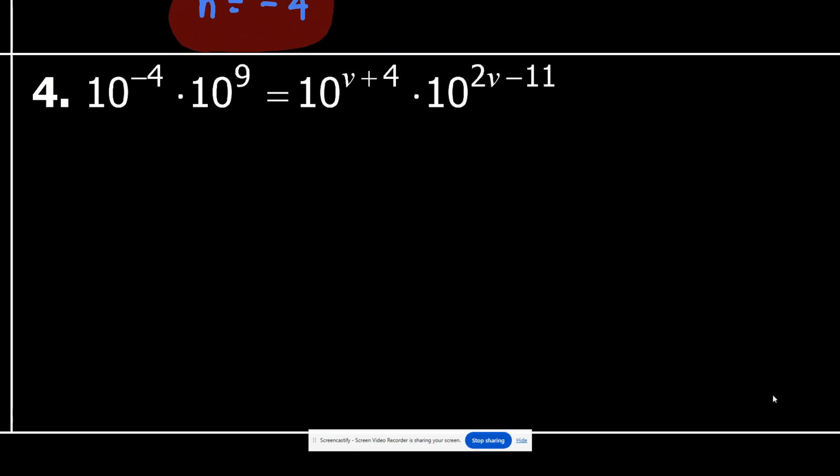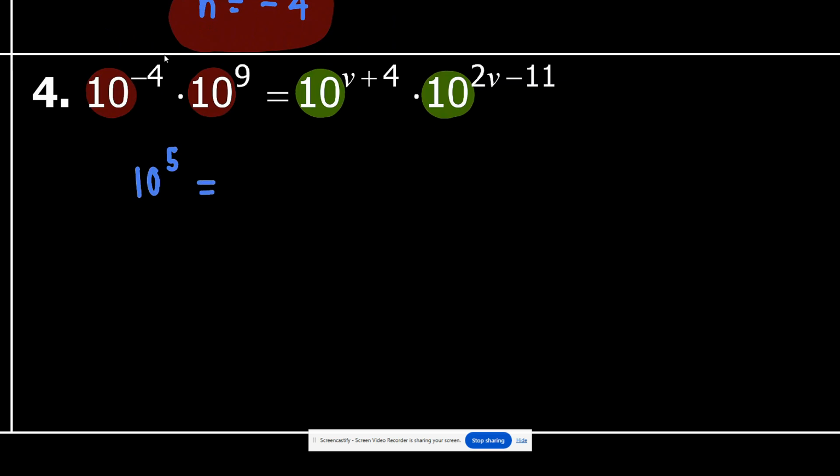All right, number 4. Again, I know this looks crazy, but there is one good thing. Notice on this left side, both these bases are 10. On this right side, both these bases are 10. So I don't have to worry about changing anything. I'm going to keep them a base 10. But what's the rule on getting these exponents together? We add them. So here I'm going to go negative 4 plus 9. Negative 4 plus 9, or 9 minus 4, is 10 to the 5th power.